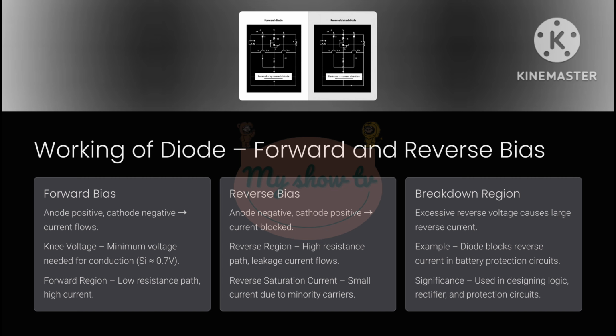If the reverse voltage is increased too much, the diode may enter the breakdown region, where it starts conducting heavily and may be damaged, unless it's a Zener diode designed for that. An important term here is reverse saturation current, the tiny current that flows under reverse bias due to minority carriers. This property of diodes, conducting in one direction and blocking the other, makes them very useful in circuits that need protection, such as battery circuits or power supplies.